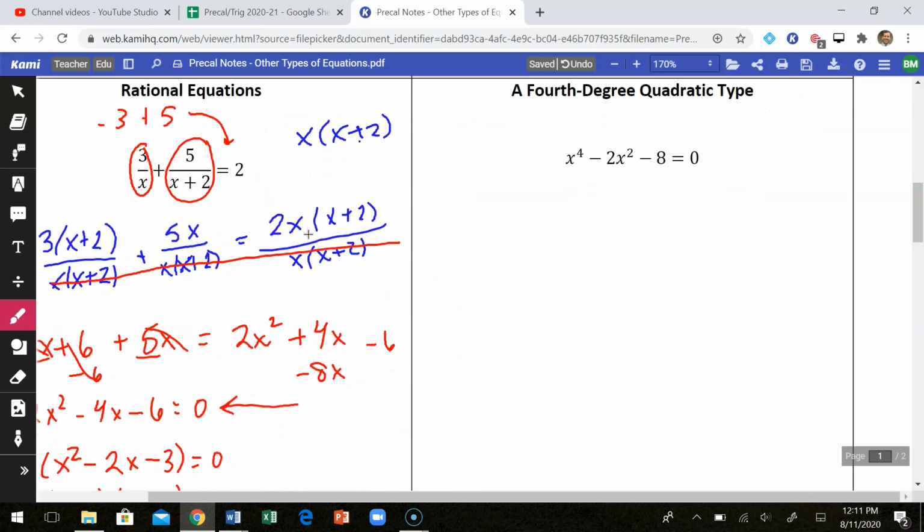Okay, last one is a fourth degree quadratic type. So we've got a fourth degree polynomial here, but it's of a quadratic type, which means it factors. All you have to do is put an x squared with your two x terms here. So x squared and x squared. What multiplies to negative 8 and adds to 2 would be minus 4 and plus 2.